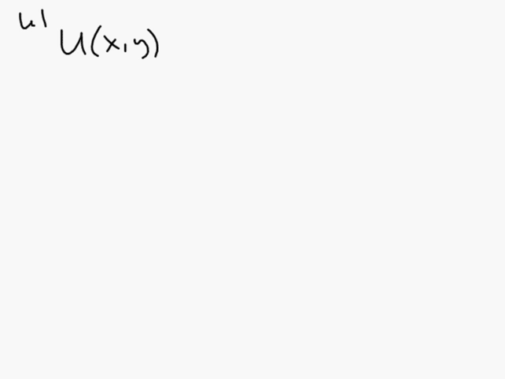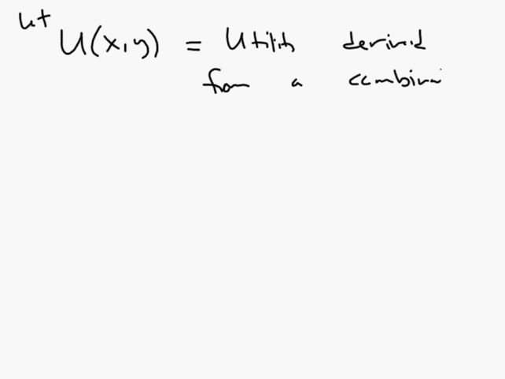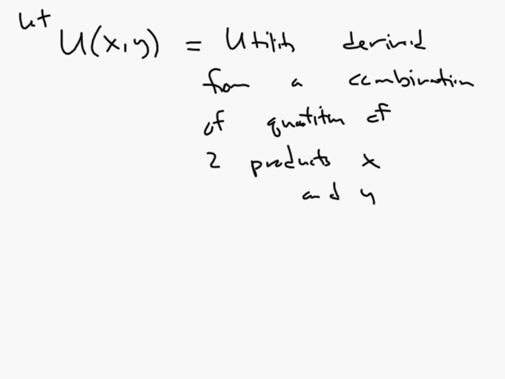So we're going to say let u of x comma y equal the utility derived from a combination of quantities of two products, x and y. So I'm saying that there's this thing called the utility function, and it's derived from a combination of a quantity of two products, x and y.